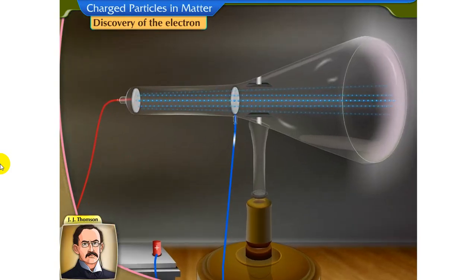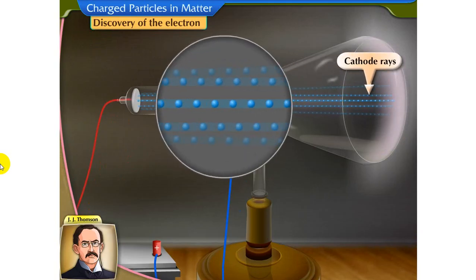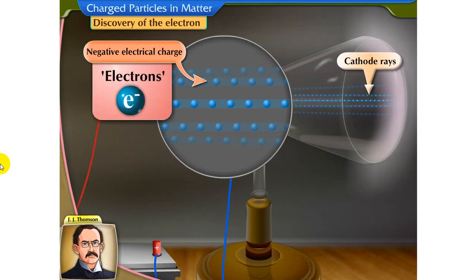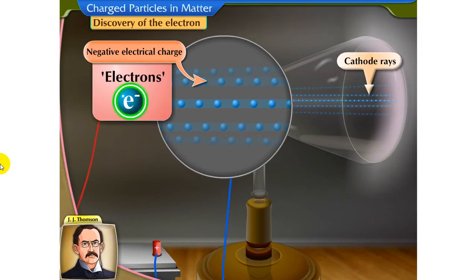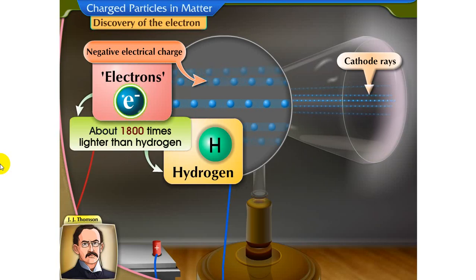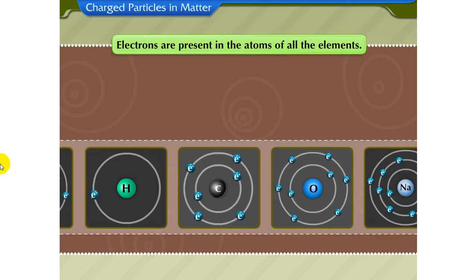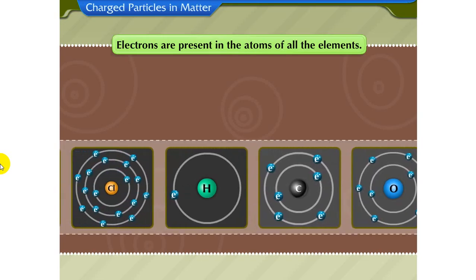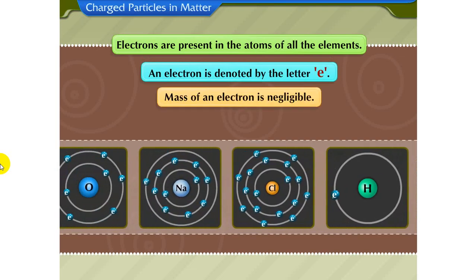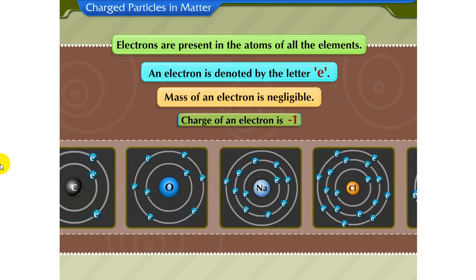These rays were called cathode rays, and they consisted of a stream of particles, which were found to possess negative electrical charge and were called electrons. These particles were about 1,800 times lighter than hydrogen. Electrons are present in the atoms of all the elements. An electron is denoted by the letter e. Its mass is considered to be negligible and its charge is -1.